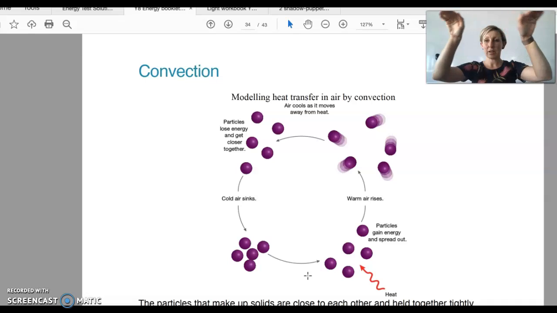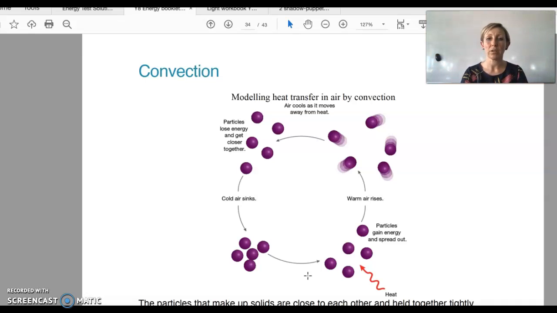And that creates convection. And we can describe this in terms of convection currents, which is the movement of air or liquid in a circular motion up as the heat energy is added and makes the particles less dense, and then back down again as the particles move closer together as the heat energy is lost.